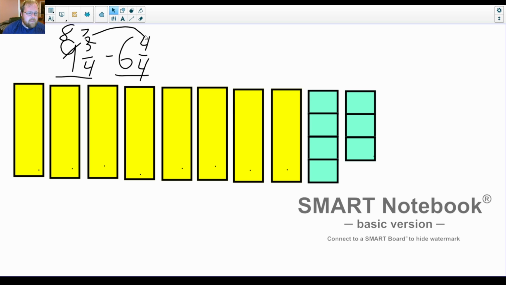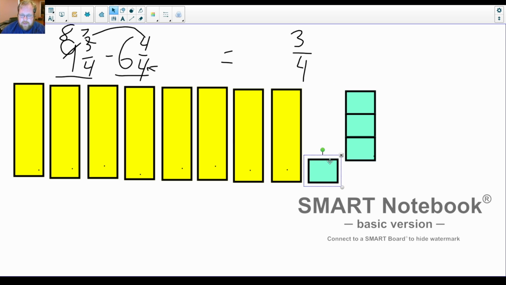Very good. So now we're going to take away 4/4. And you might know that 7 minus 4 is 3. And our denominator stays the same, which is 4. And let's just prove that, okay? So let's take away 4/4. 1/4, 2/4, 3/4, 4/4.